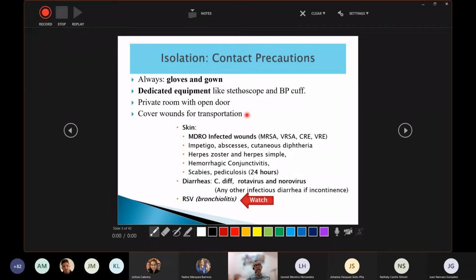It's clear? Very well. The challenge is memorizing all the diseases that are contact precaution. And the way that I memorize that, I say skin, diarrhea, and bronchiolitis. This is the way that I memorize. I say skin, infections in the skin, certain diarrheas, especially if the patient is incontinent, and RSV, bronchiolitis. So I have 3: skin, diarrheas, and RSV.